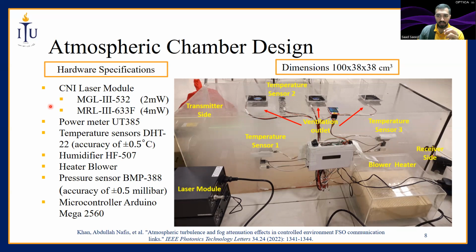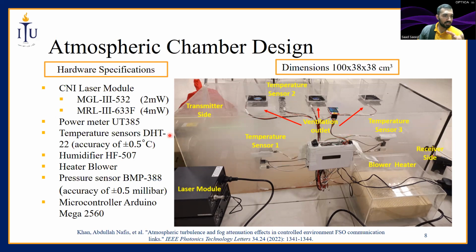calculation of visibility, and second one is 633 nanometer operated at 4 milliwatt for the actual transmission. Both wavelengths are from the visible spectrum to analyze the dependence on fog in a controlled atmospheric chamber. We have also employed a power meter at the receiver side for measuring the received optical power.